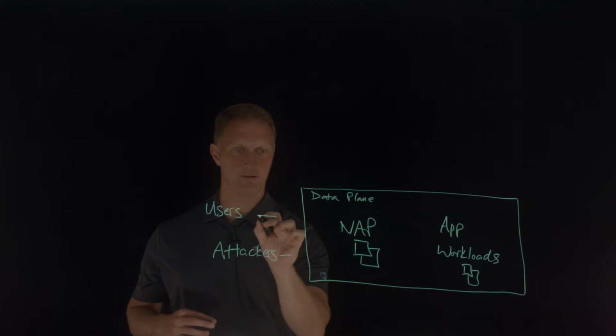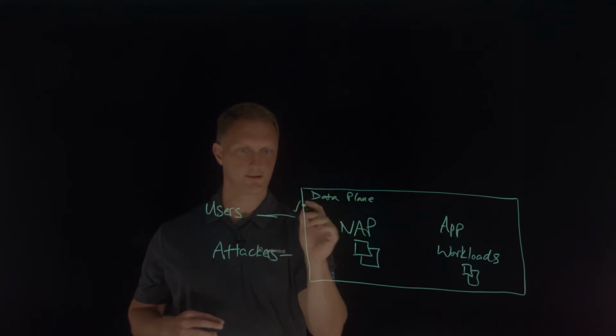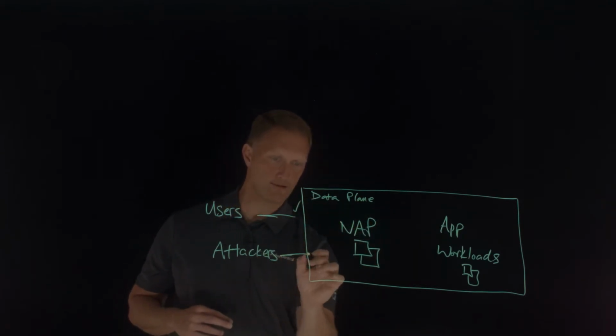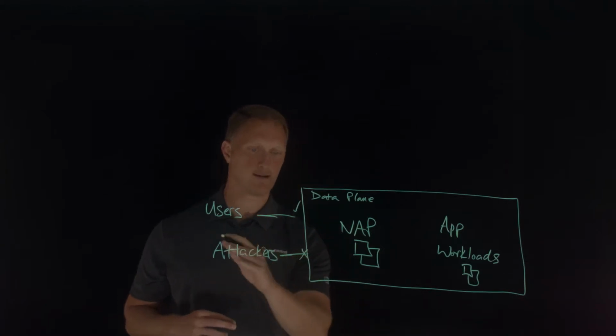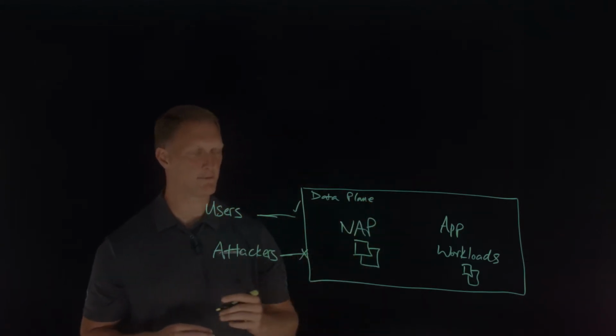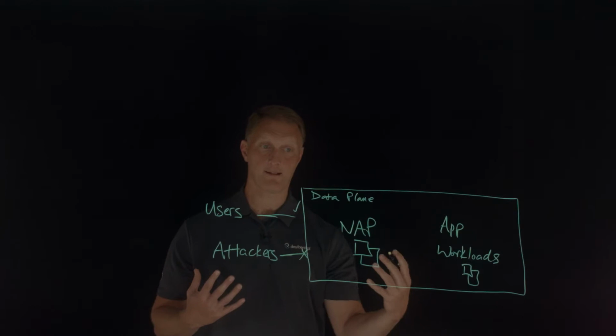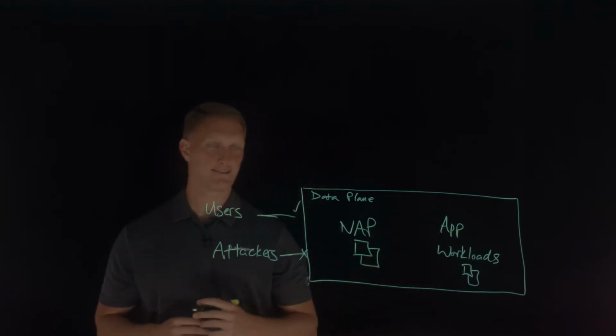All right, so good users come in, and I'm going to put a little check mark there because they get to come on through. Attackers try to come in, I'm going to put a big X right there because they can't come through, because this NGINX App Protect web application firewall policy keeps the bad guys out, right?